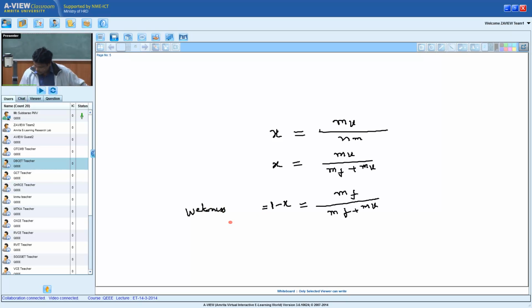Because I am giving it as a fraction, not as a percentage, if you want, you can give a percentage also, but mostly this is a fraction. Now you see, if 1 minus x is the wetness fraction, what should x be? So obviously the dryness fraction.